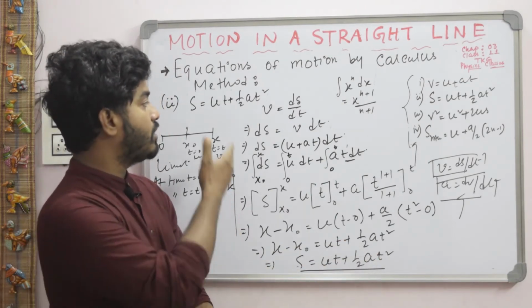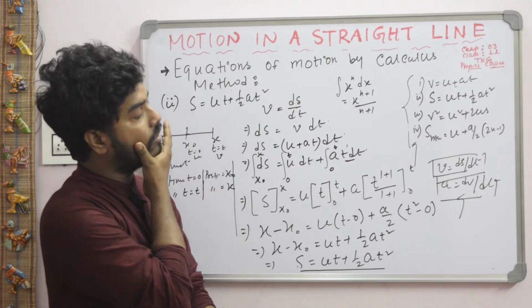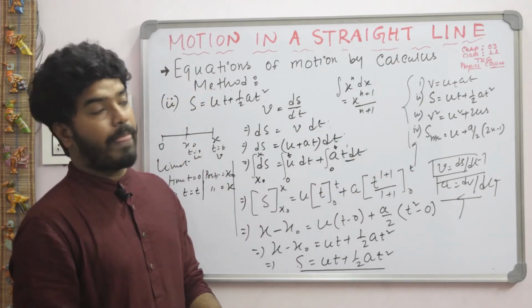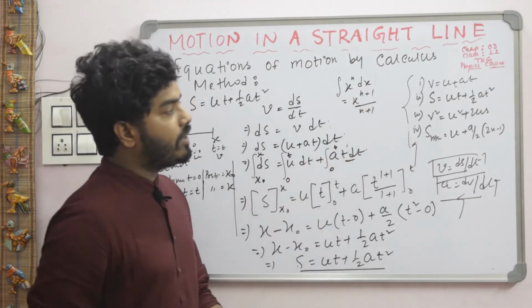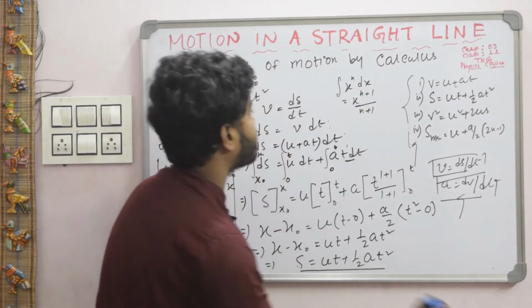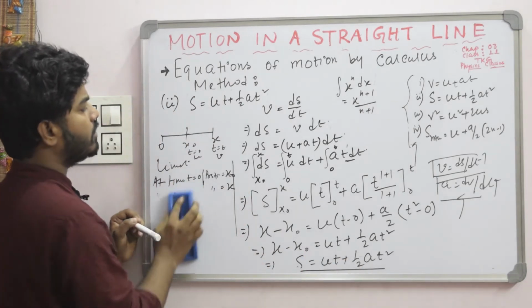Okay, so this is the solution of equation 2 by the calculus method. Now 3, that is v square is equal to u square plus 2as. Okay, you can take a screenshot.